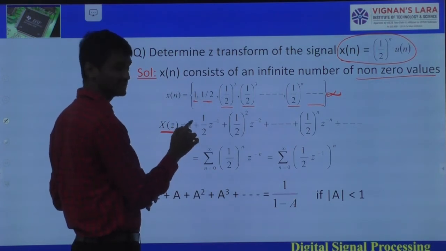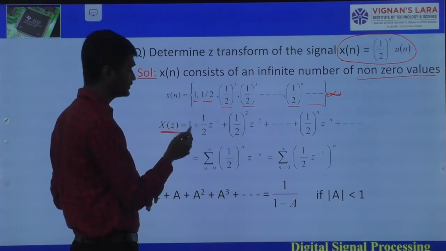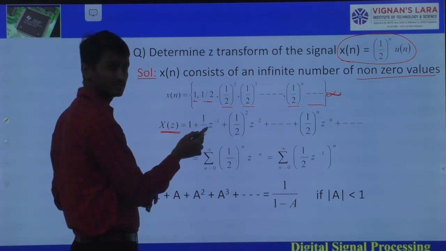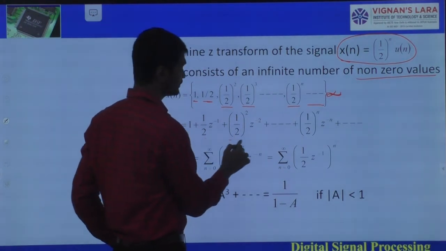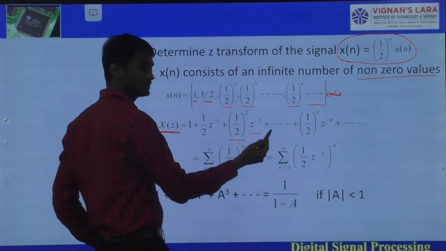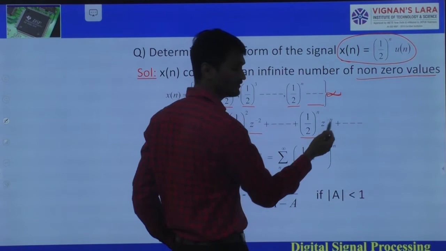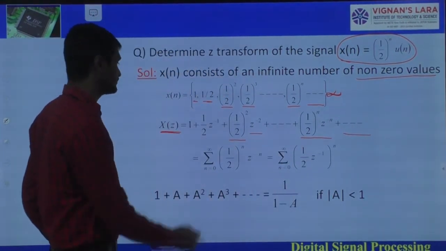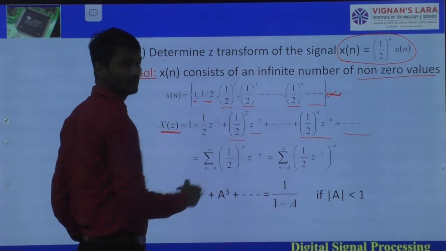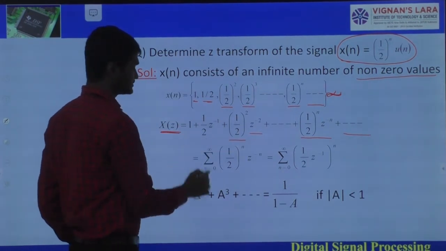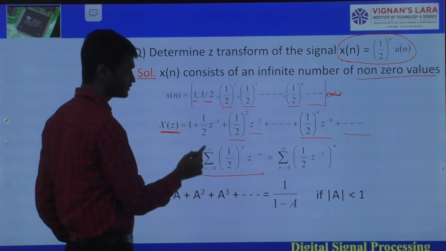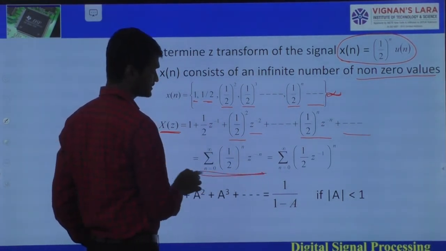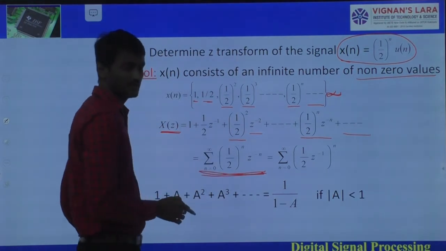So 1 z power 0, 1 plus 1 by 2 whole power z power minus 1, so 1 by 2 z power minus 1 and 1 by 2 square z power minus 2 and so on, 1 by 2 power n z power minus n, and so on. Right. So now we have to write this one in the form of summations. That is summation of n equals 0 to infinity, 1 by 2 power n z power minus n.